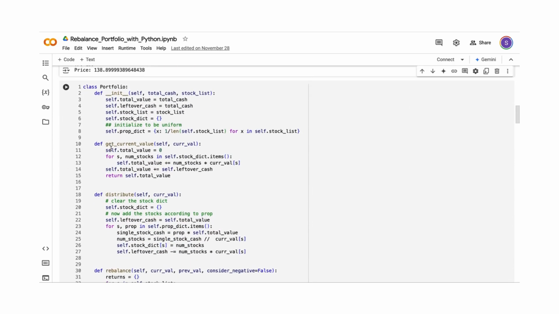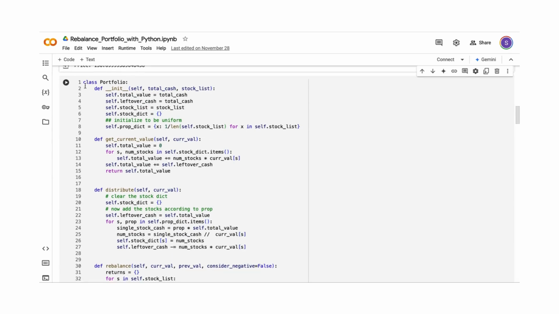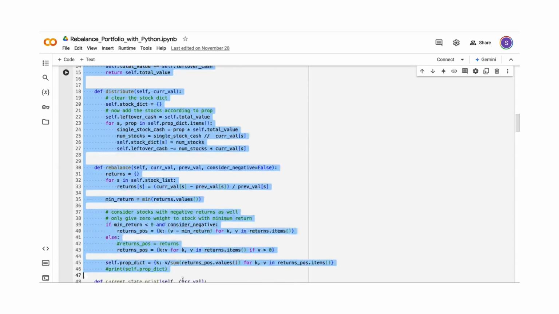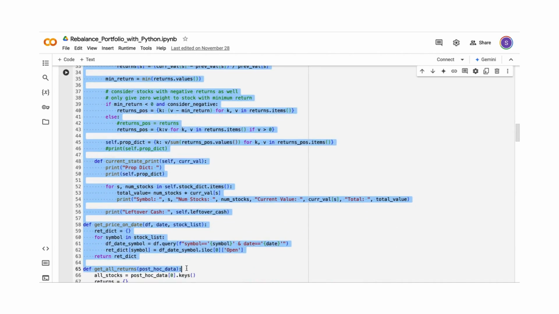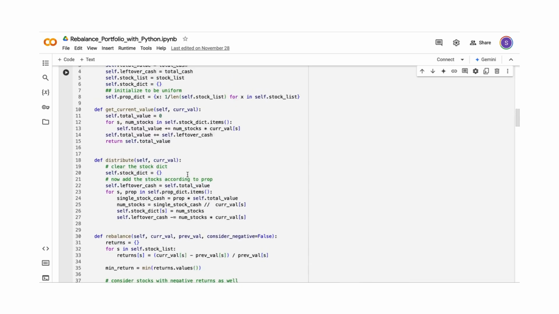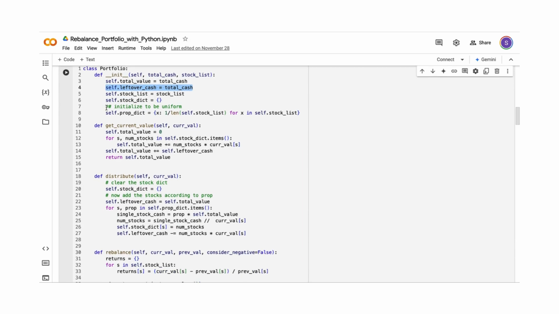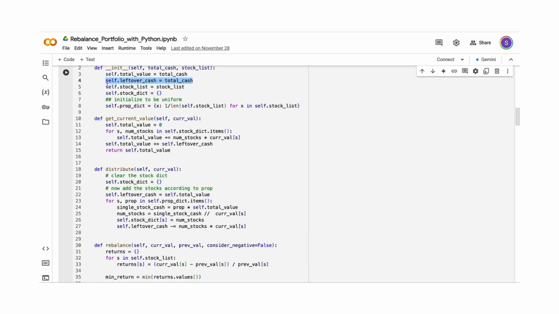So now I come to the meat of the code here. This is the class that will help us rebalance our portfolio in a periodic manner, which we will do monthly. Let's see how we do this rebalancing. We initialize with the total cash and what our leftover cash is. When we have not bought any stocks, our leftover cash is simply equal to the total cash. And now we have a list of stocks and a dictionary of stocks, which will tell us how many of each we are going to use.